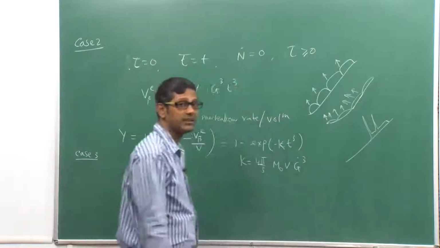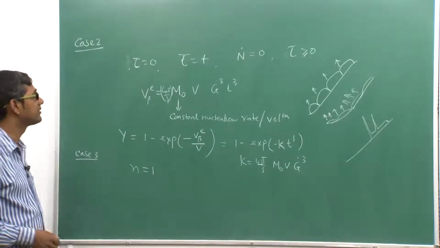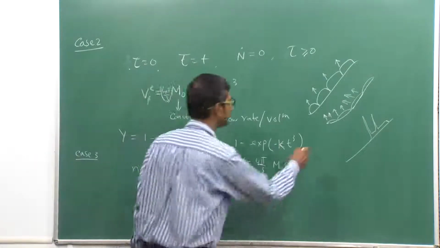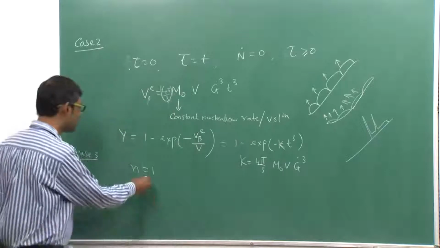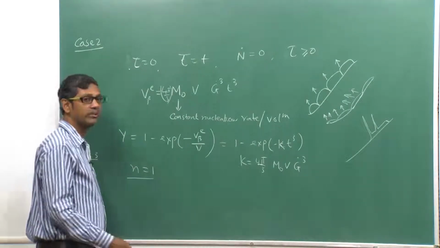So many such transformations like cellular precipitations or growth of Widmanstatten plates happen by this mechanism. So for this situation n is equal to 1, and very simple. Why? Because it's one dimensional growth.